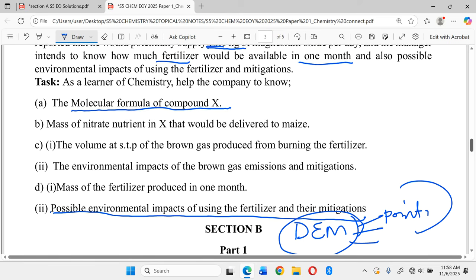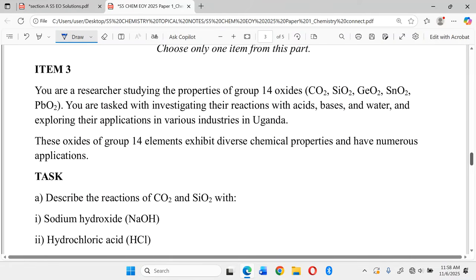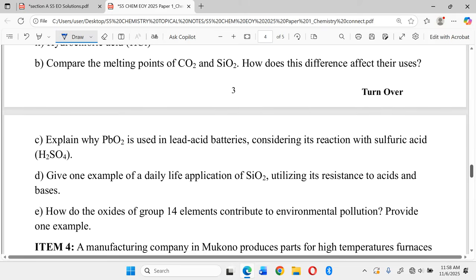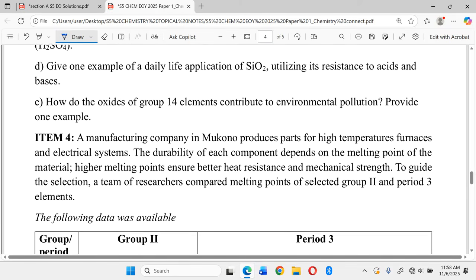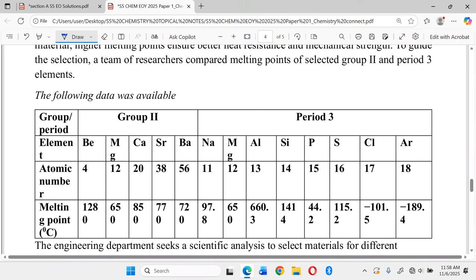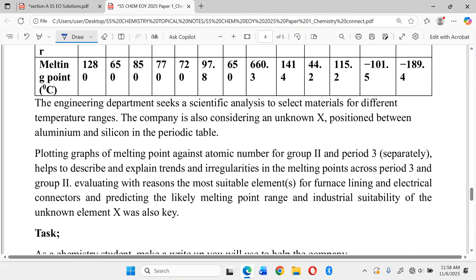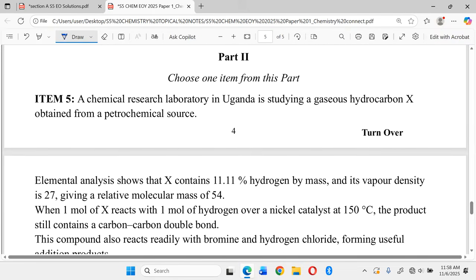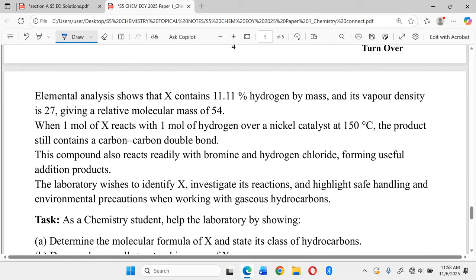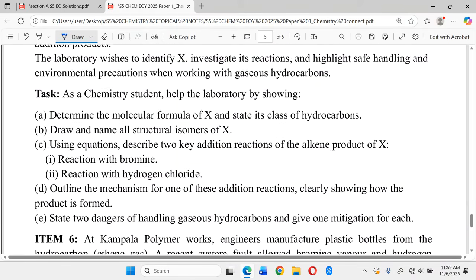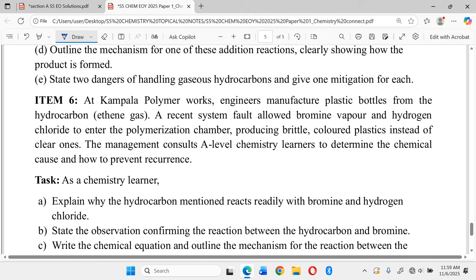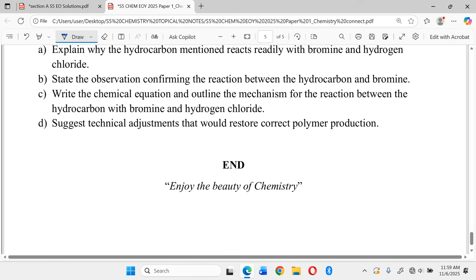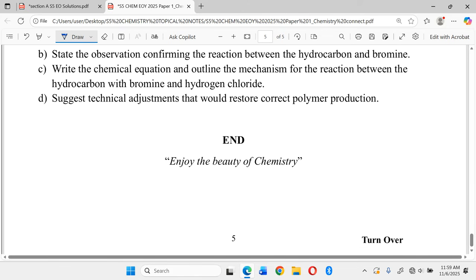You can see we have section B coming up about inorganic chemistry. You can keep pausing and you see that is about inorganic chemistry. Then part 2, which is organic chemistry, is also there. As I said, our next session, we shall be looking at section B. So don't miss out as we go through section B of this paper.